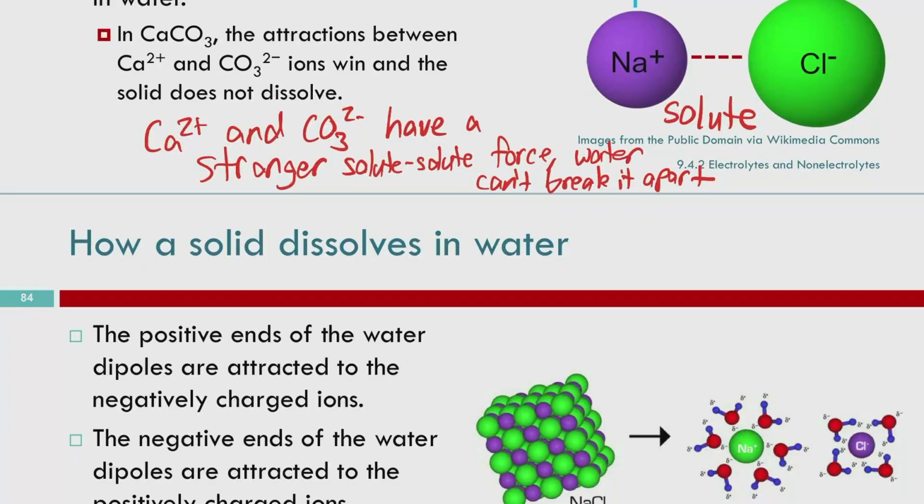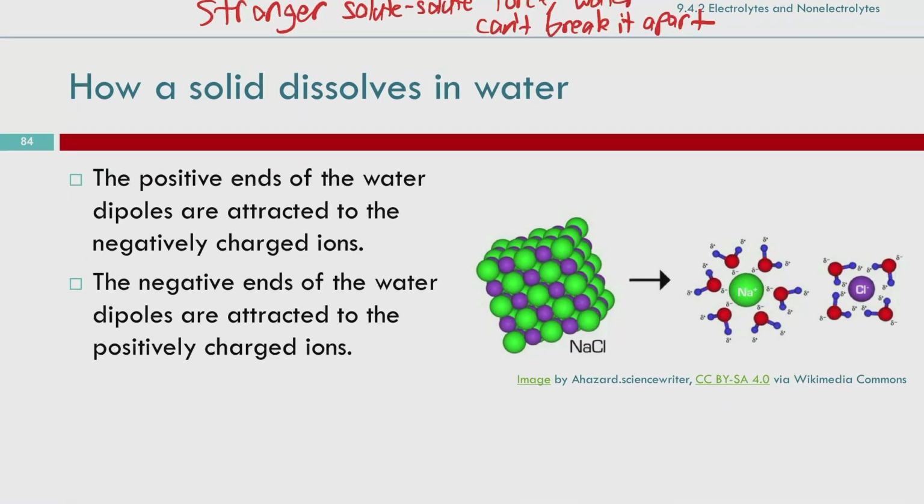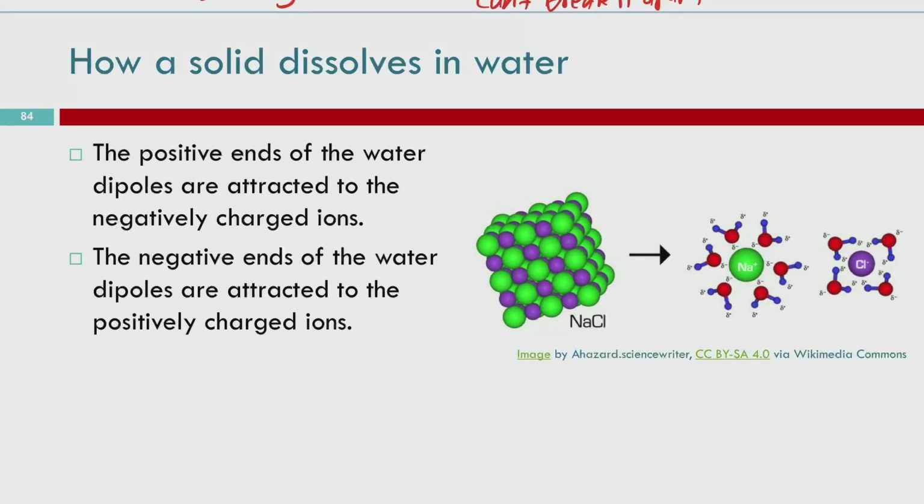The actual nuts and bolts of how it looks in solution is something like this. So we've got sodium chloride, we've got a bunch of repeating units of sodium and chloride. The positive ends of the water dipoles, so that's the hydrogen ends, are attracted to the negatively charged ions. In this case, that's chloride. The negatively charged ends of the water dipoles are attracted to the positively charged sodium ions.